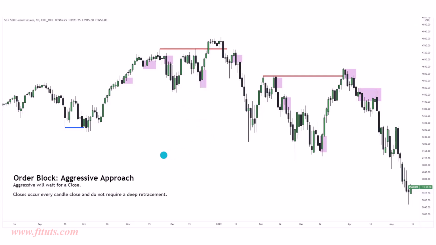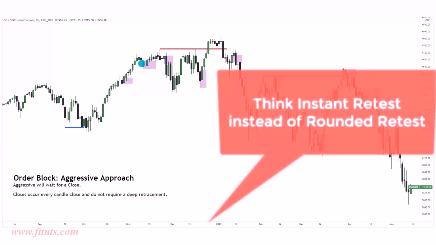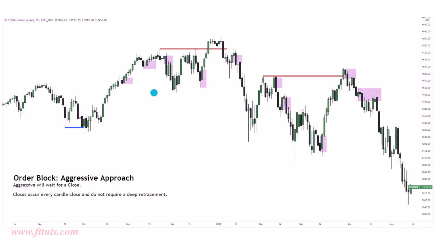Here again. This down candle here gets closed above, instant retest, takes out a high. Okay? This one as well. This up candle here, close below, aggressive entry, displacement into where? A fair value gap. Then we know, okay, that's going to send prices bullish again.